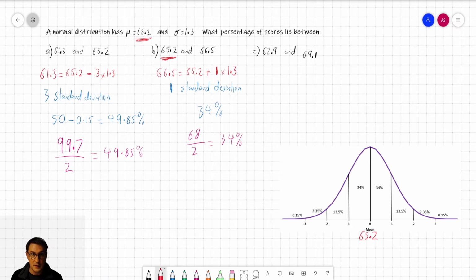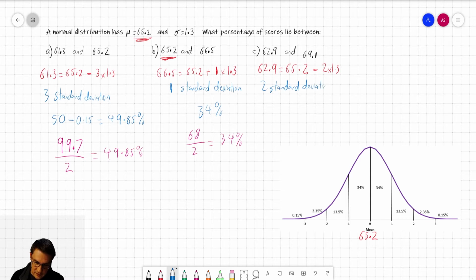Now for this last one, we've got 2 values: 62.9 and 69.1. One of the first things we want to do is break it down and understand what's happening here. In the first instance, let's look at 62.9. We want to know how many standard deviations away from the mean that is. So we're going to make 62.9 equal to 65.2 minus 2 times 1.3. That's 2 standard deviations away from the mean, so that's one of the values we're dealing with here.